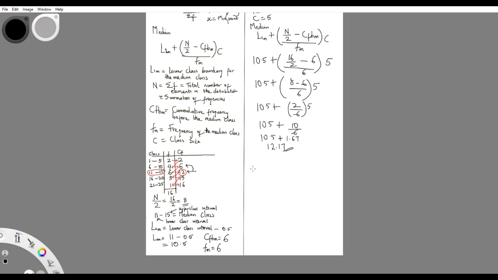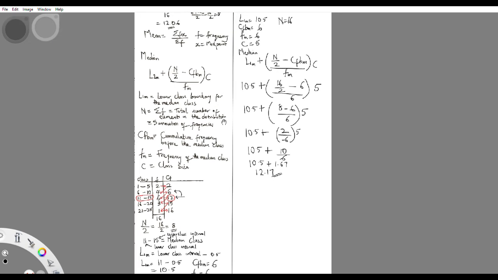So just a quick run over, the median is simply getting the middle number of the distribution. But then remember, you cannot just pick the middle, you need to know the median class first, which is 11 to 15. And how did we get that?